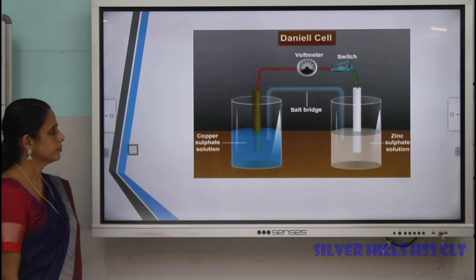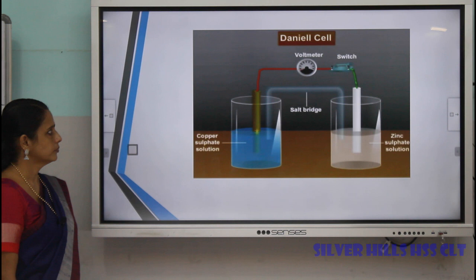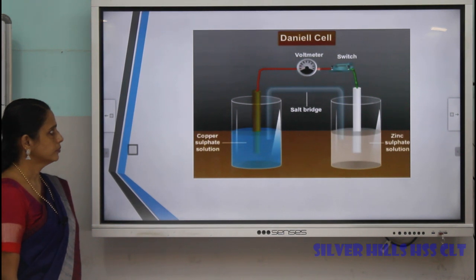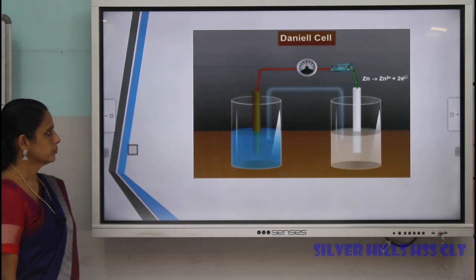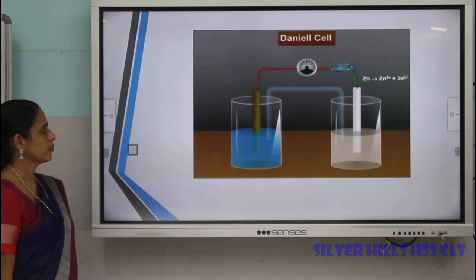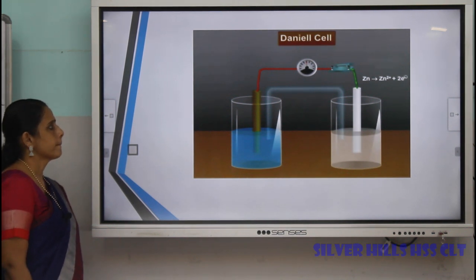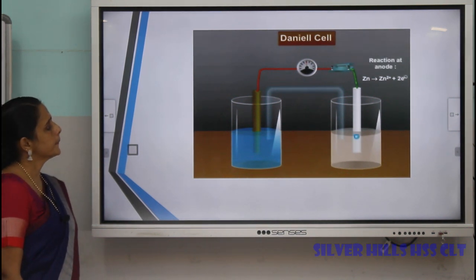Now as soon as the switch is closed to complete the circuit, current starts flowing from the copper electrode to the zinc electrode, and that can be confirmed by the deflection of the needle in the voltmeter. Let me write down the reaction that takes place at the zinc electrode. So, as you can see, zinc gets oxidized and acts as the anode. Now, two electrons are released in the process.